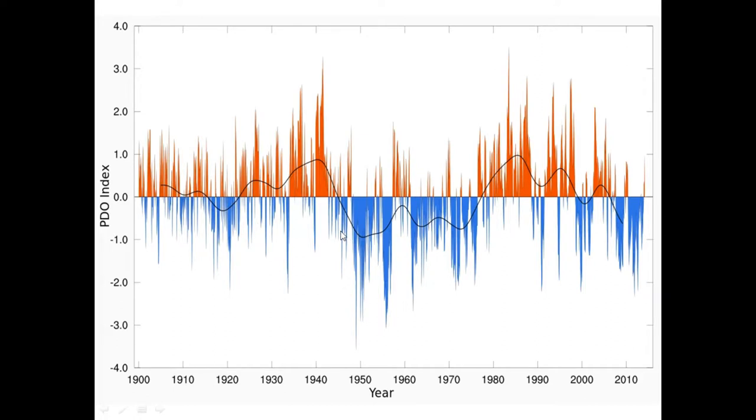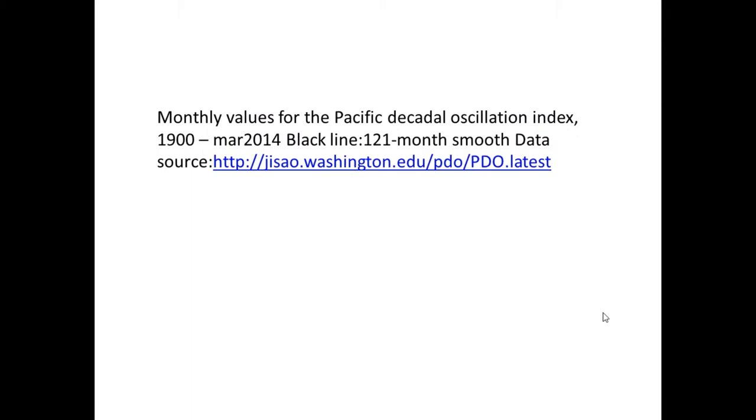So here's the PDO index, a little more time span, and again, a smoothing graphic of it. And now here is this brief 2003 warming. Then we went back into cooling, a couple little burps here. But overall, it was cooling. We're now coming out of the cooling phase into a warming phase. That's what the latest data indicates. And this refers to this graphic.